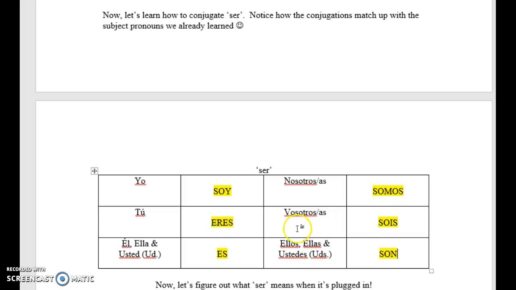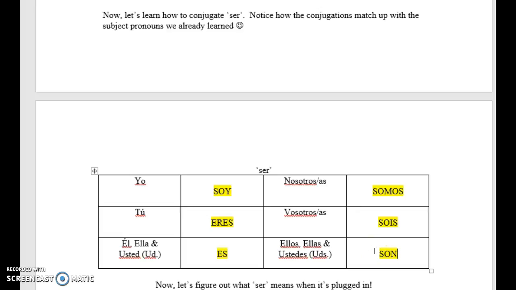Let's hop down to our third person plural box. Ellos son means they are. Ellas son means they are, feminine. And ustedes son means you all are, and that's the one that can be used everywhere.